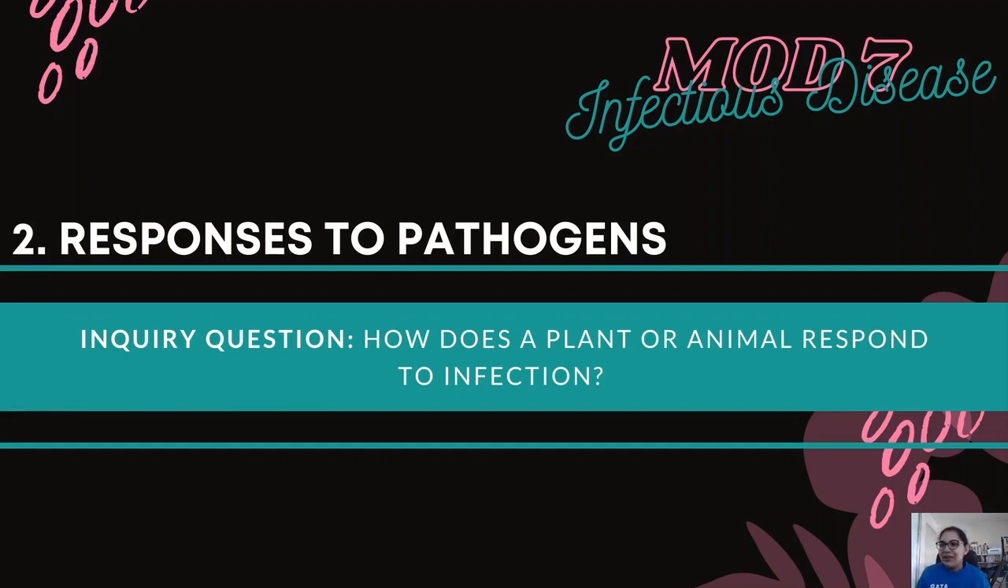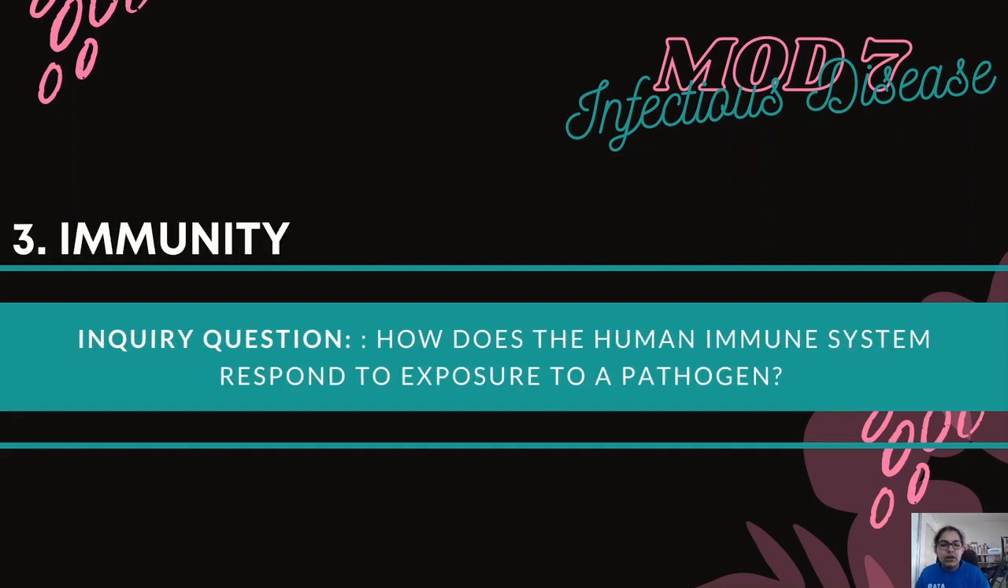Okay, I think we're going pretty well according to time. So let's move on to responses to pathogens. This is where we want to know how a plant or animal responds to infection. It's a pretty small dot point, and you just want to know an example of how a plant or animal responds to the infection. And in the syllabus, you can choose whether it's a fungal pathogen you're looking at or a viral pathogen. So I'll leave that one out for today, and we'll move on to immunity.